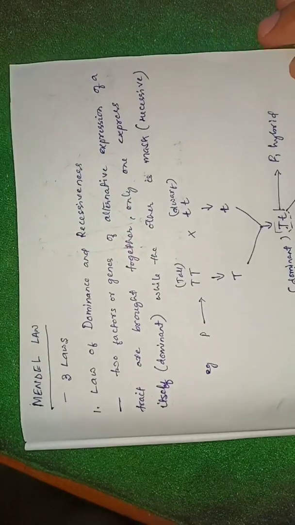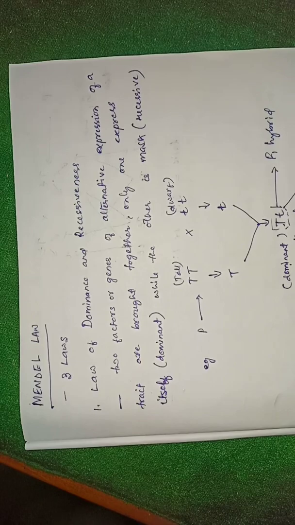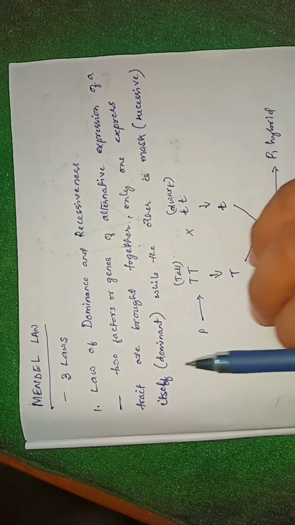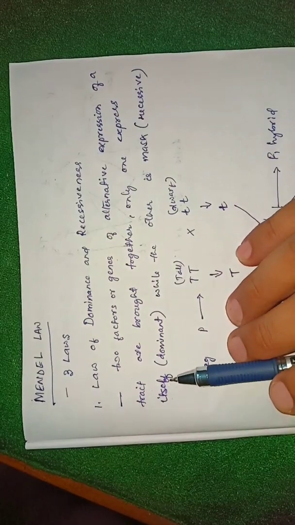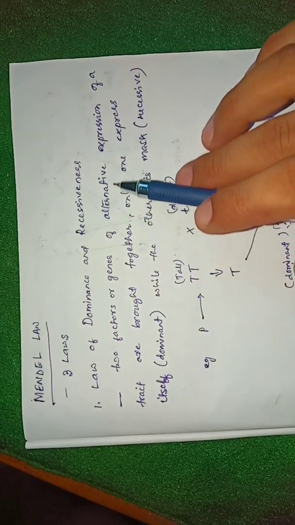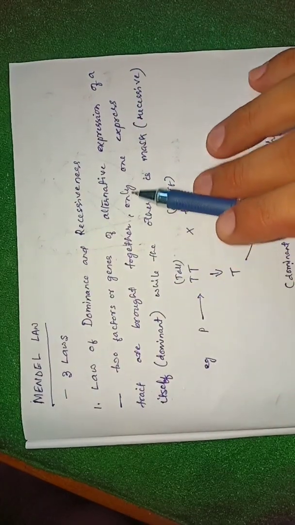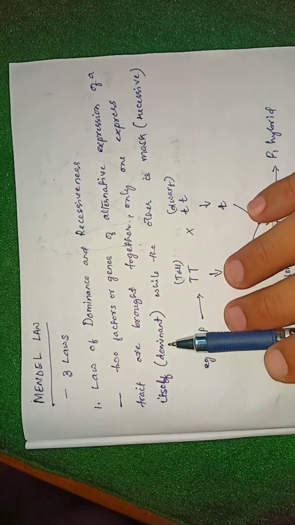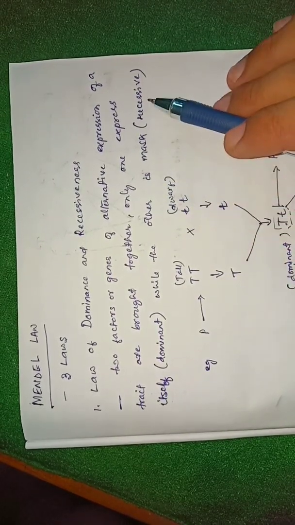Hello, we shall discuss Mendel's laws. Mendel put out three laws to explain the inheritance of characters. The first law is the law of dominance and recessiveness. According to this law, when two factors or genes of alternative expression of a trait are brought together, only one expresses itself, that is dominant, while the other is masked, that is recessive.